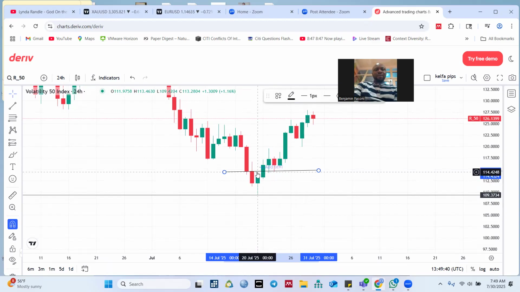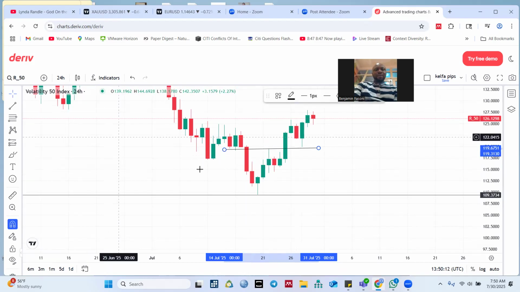Now, with this change of character, it moved up again and then took out even the high and closed above this candle. So this pattern here is a confirmation that we have a swing low formed on the daily time frame. Now, the other thing is that we saw that price pulled back after that change of character, and then it moved up to the upside, breaking structure. So now we have a break of structure. We have change of character and we have break of structure.